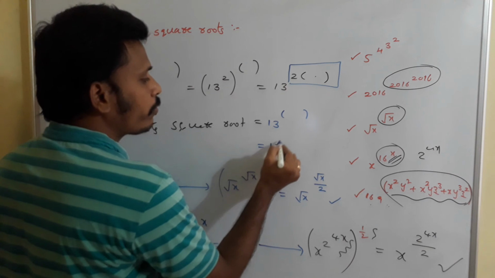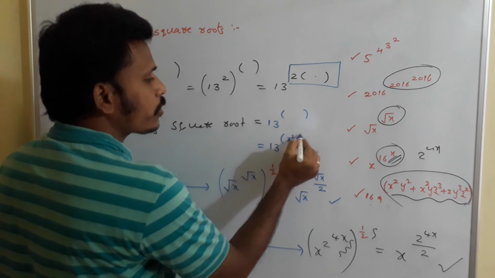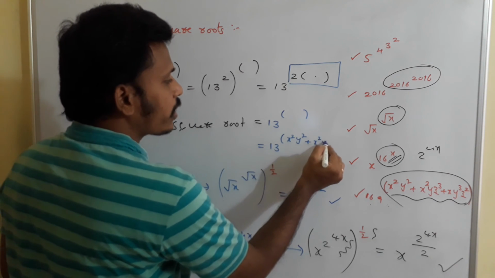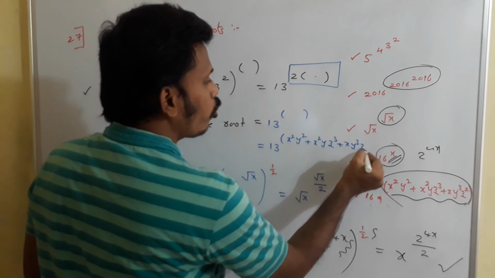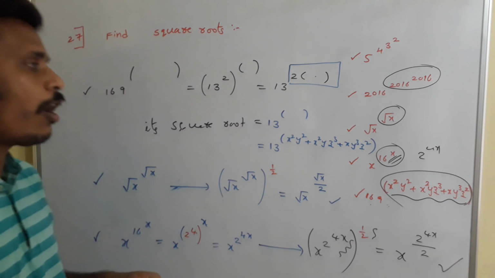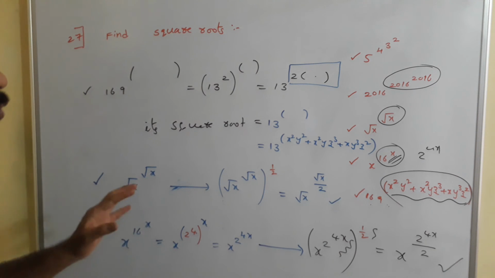So 13 power something means 13 power x square y square plus x square y z cube plus x y cube z square is your answer. Okay, that's the square root.